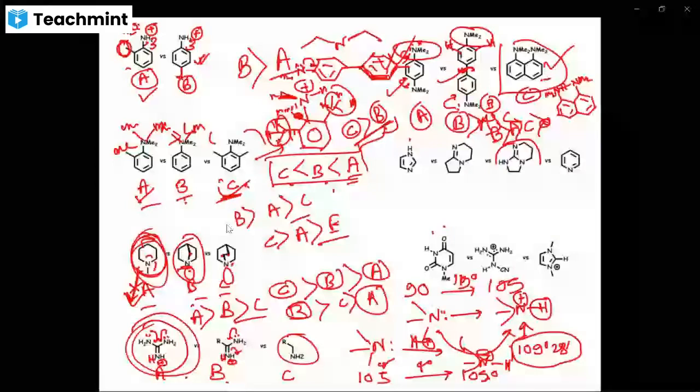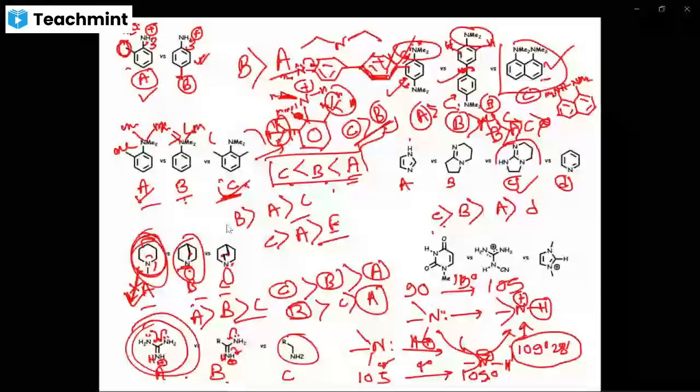So this is A, this is B, this is C. Can you tell again? C, B, A, and D. Yeah. So C is most basic. There is no confusion, and D is least basic. There is also no confusion.